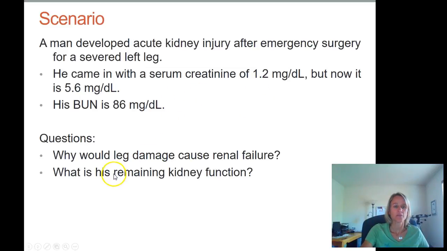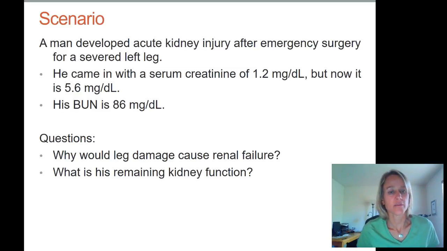Now, in terms of what is his remaining kidney function, I just want to also point out, I didn't calculate this ratio, but this ratio of creatinine to BUN is higher than normal. The normal should be 1 to 10. Okay, sorry, I just paused for a second to calculate that ratio. That ratio of creatinine to BUN is 1 to 15, so it's definitely increased. And that is indicative of prerenal failure.